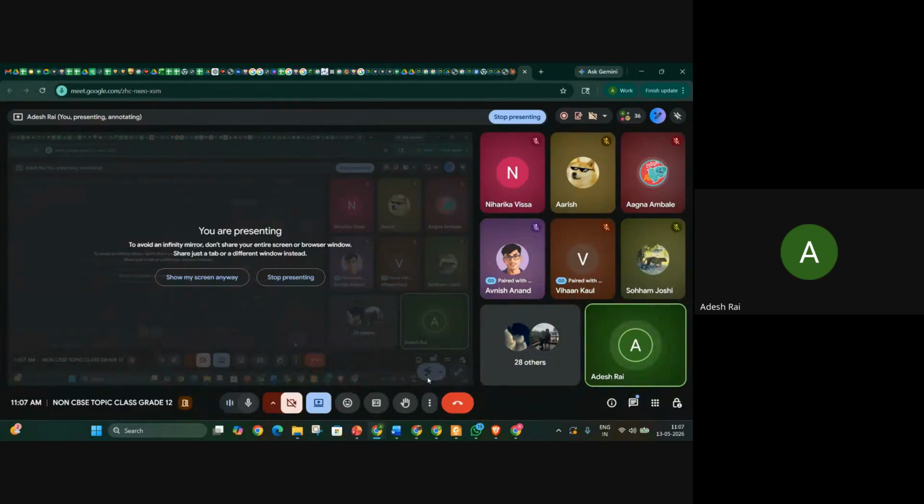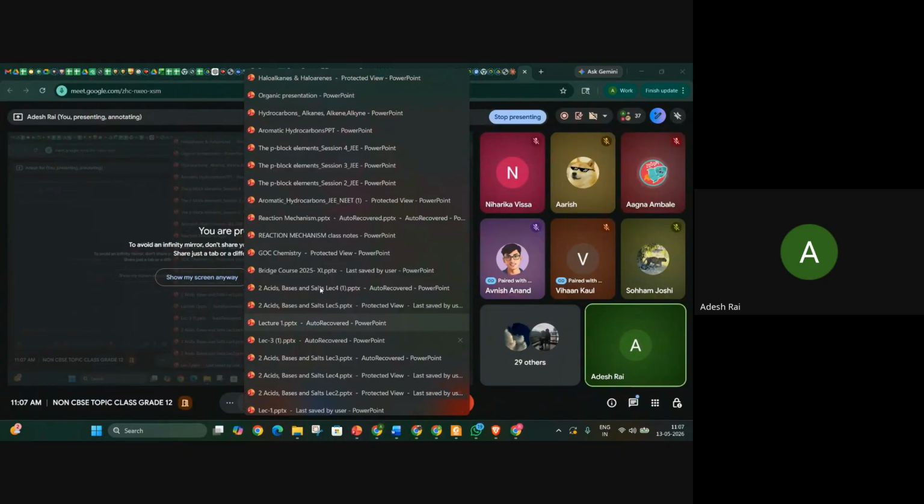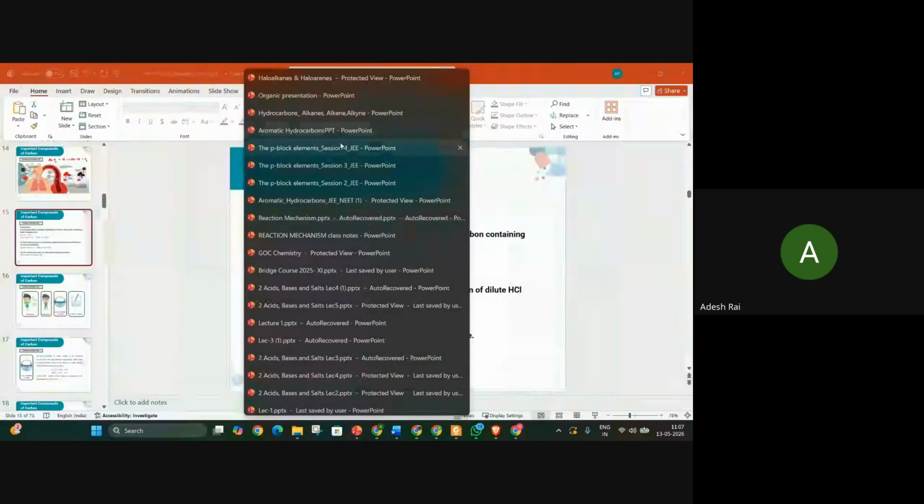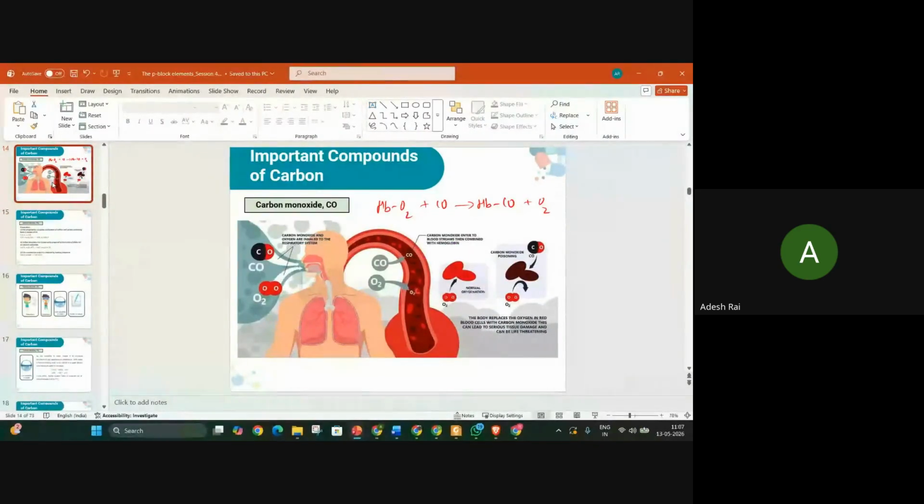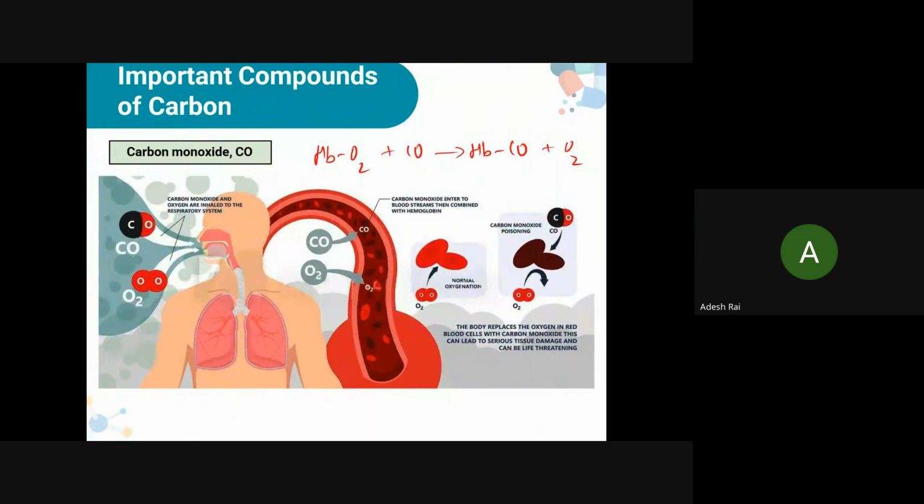Screen is visible, right? So last class, I think we ended on that hemoglobin part, right? From then onwards, only we have to continue. So this is where we ended, right? Now we have to move from here, and then we'll start with S block.